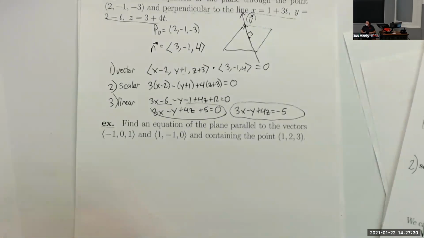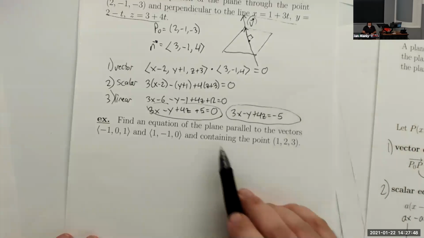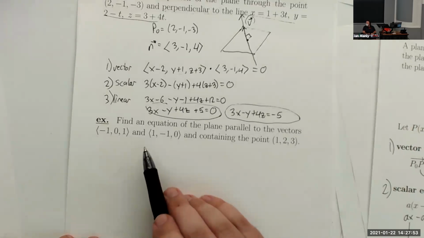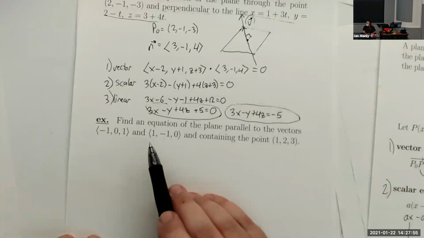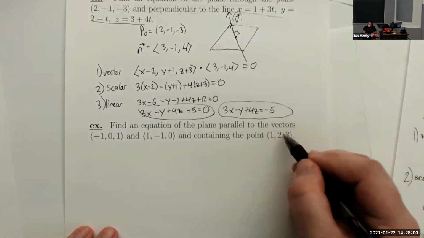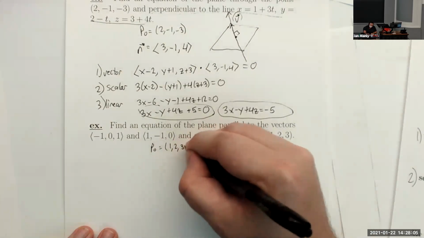Find an equation of the plane parallel to these vectors and containing the point 1, 2, 3. All right, let's see here. So we want our plane to be parallel to these vectors right here, meaning we want these vectors to be in the plane. All right, so remember, we need 2 ingredients to make our plane, and we already have the first ingredient. Our reference point is going to be 1, 2, and 3.